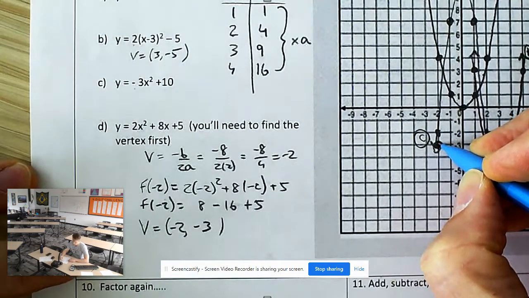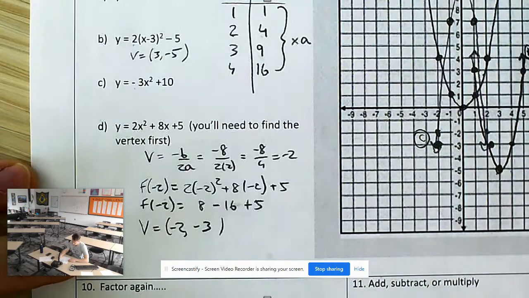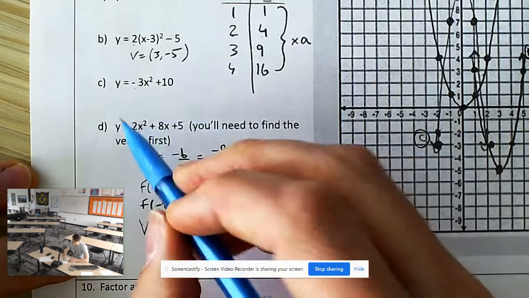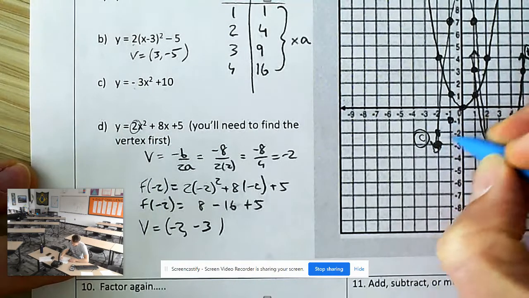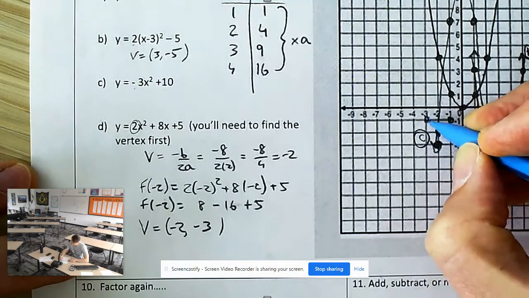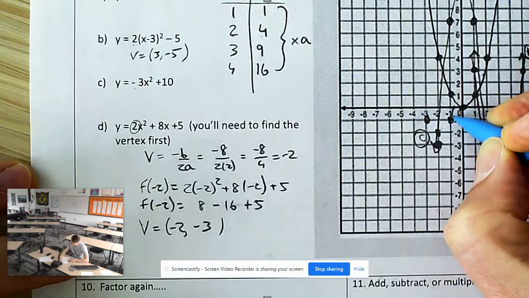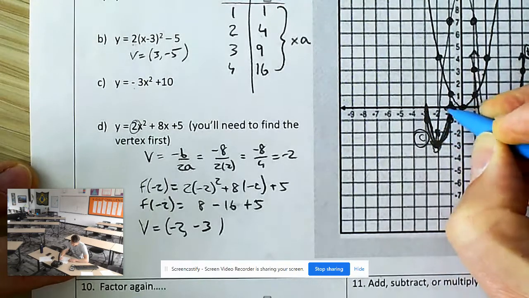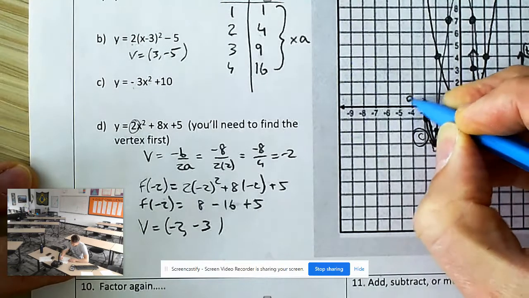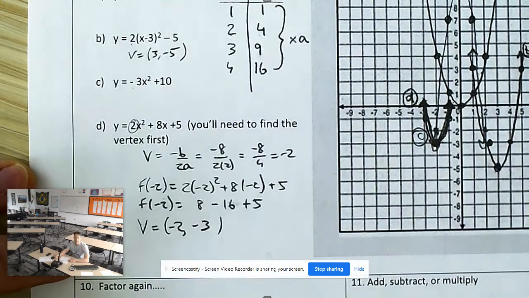And it opens up. Oh, that's unfortunate. That's going to make a mess. So negative 2, negative 3. So it's doubled because A is 2. So it's going to go out 1, up 2, out 1, up 2. And I'm just going to make it really small because if not, it's going to make a mess here. And here is where letter D is going to be.